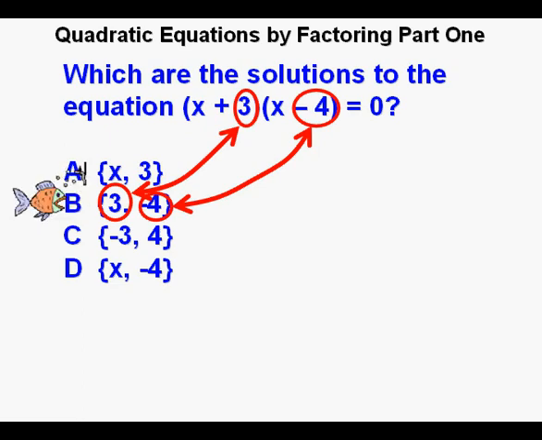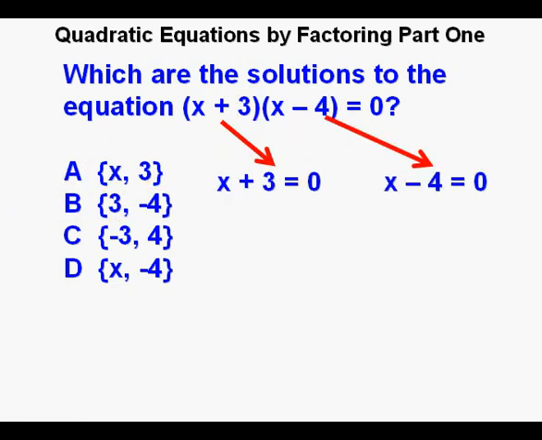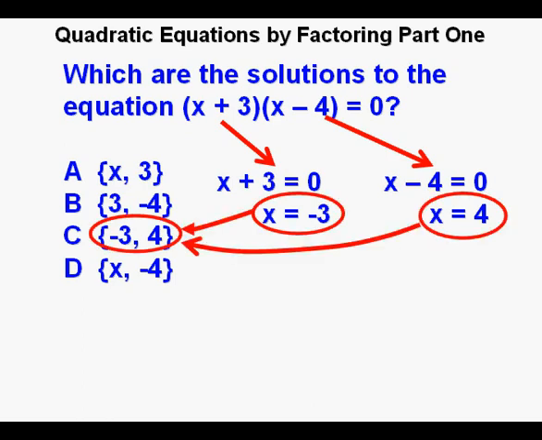To solve, you need to write 2 separate equations, one for each binomial. One equation is x plus 3 equals 0, and the other equation is x minus 4 equals 0. To solve the left equation, we subtract 3 from both sides, so x equals negative 3, and for the right equation, we add 4 to solve for x, so x equals 4. Our answer is C. Don't be tricked.